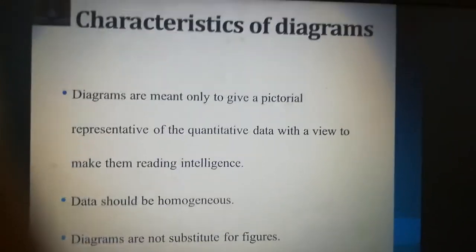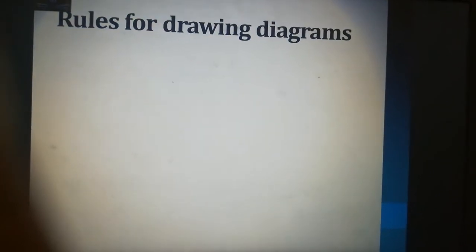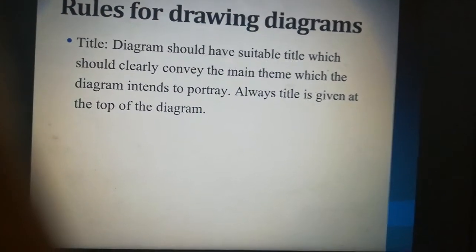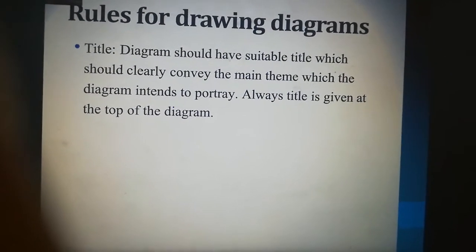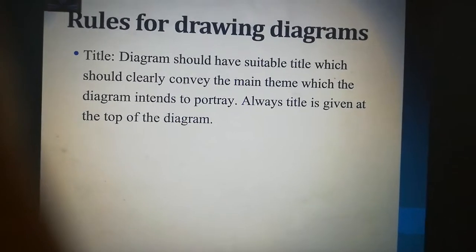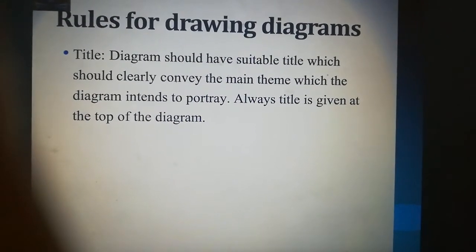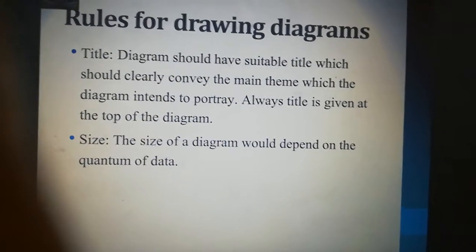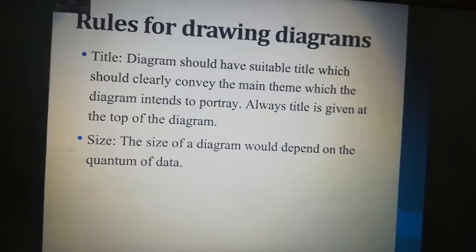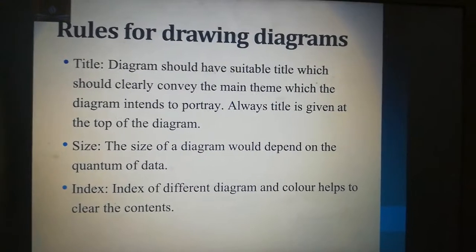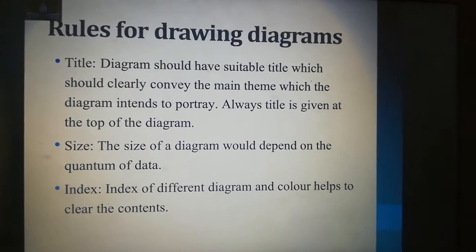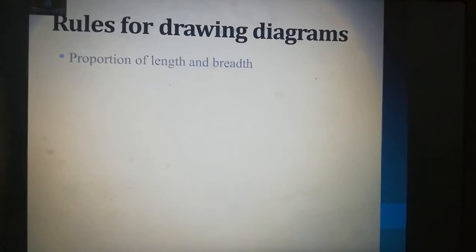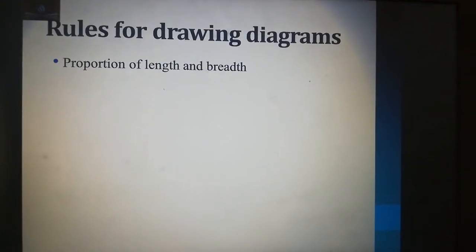When we use diagrams, there are certain rules we need to follow. The first one is the title. It should always be on the top, give a clear picture, and convey the main theme of what it is meant for representing. Next is the size of the diagram. It should depend on the type of the quantity, and the index, different shades, and colors give clear content of it.